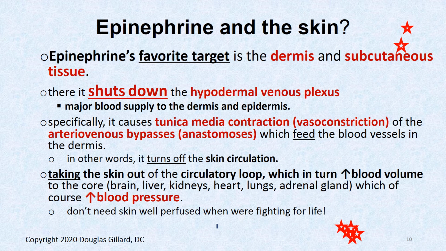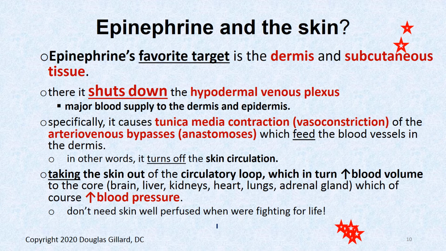So what does epinephrine do? Epinephrine really has an effect for this purpose on the skin, because we're trying to conserve blood. So if you're bleeding, if you have your spleen ruptured and bleeding, why do we need to supply our skin with blood? And we don't. So epinephrine will shut down the skin. Specifically, it shuts down that hypodermal venous plexus. That is supplied by an AV bypass. We'll take a look at a picture of that in a second. And we can basically shut off almost all the blood supply to the skin.